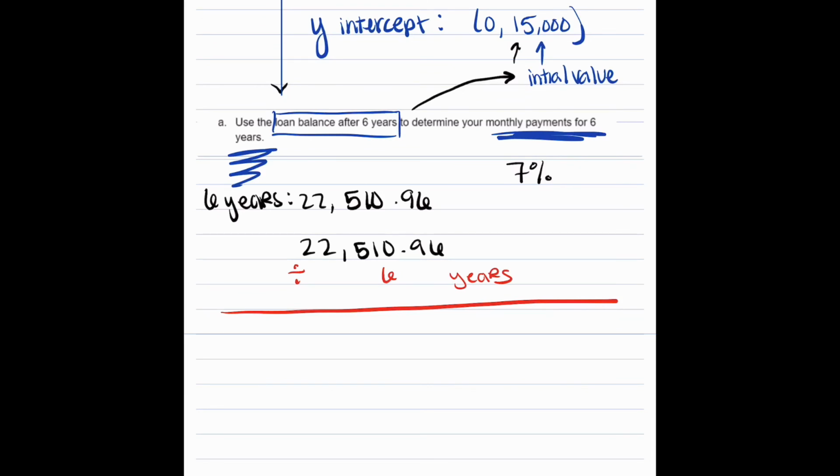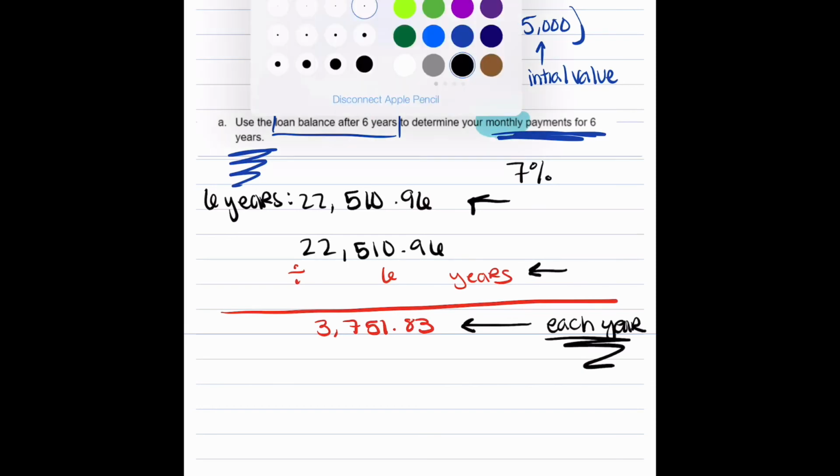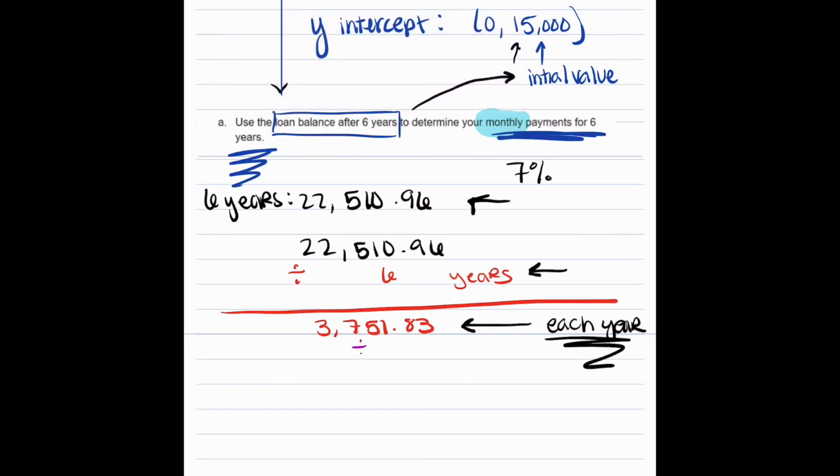I got $3,751.83. Again, I'm rounding there. So that means your total loan for 6 years, you divided it by the 6 years. So that means this is how much you would pay each year. Each year you're paying $3,751. But no one actually pays their loans like that. Everyone pays their loans in monthly payments. So if that's how much I pay each year, to find out how I'm going to pay each month, I'm going to go ahead and divide it by 12.